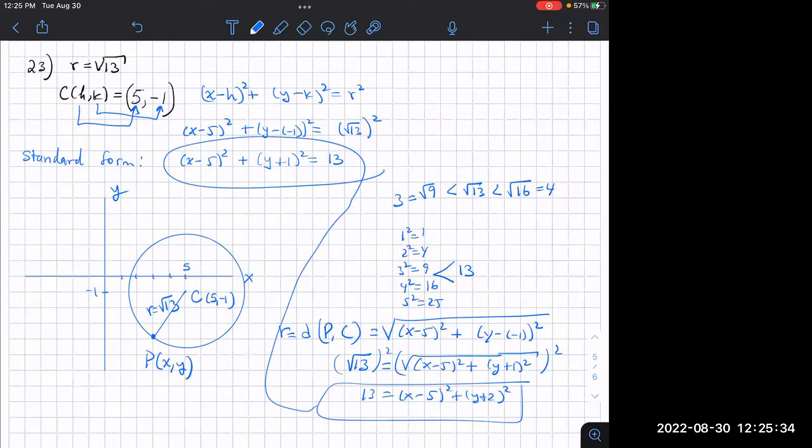Isn't it y plus 1 instead of y plus 2? Yes, y plus 1.